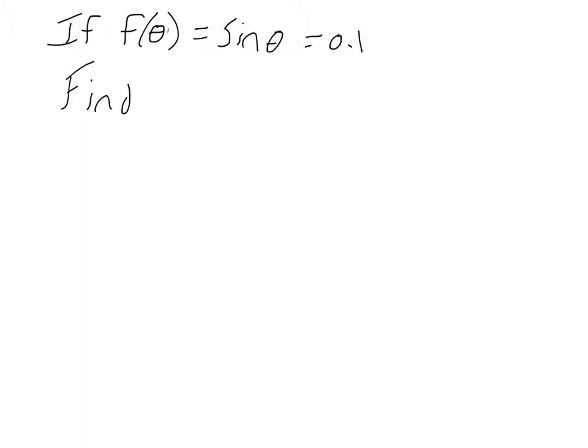So number 87 from last night's homework. If f of theta is equal to sine theta, so we have a function that's defined to be sine, and if that equals 0.1, find f of theta plus pi. Sorry, theta plus pi.